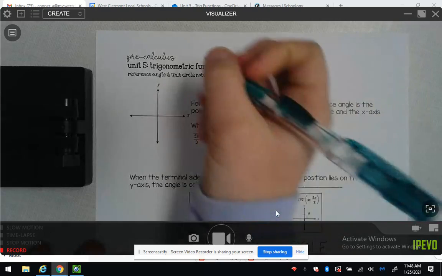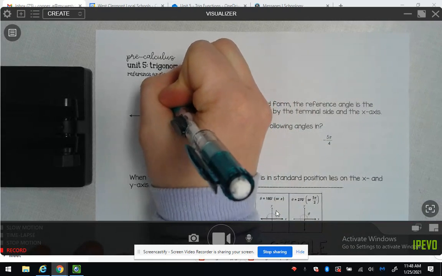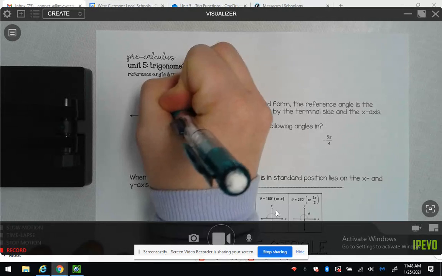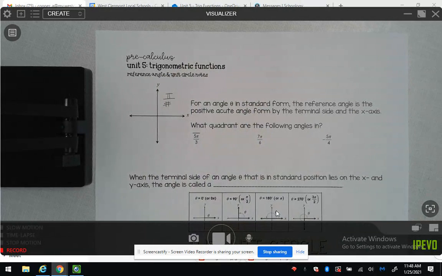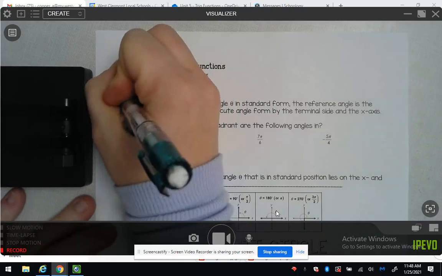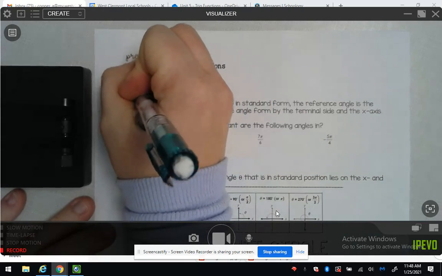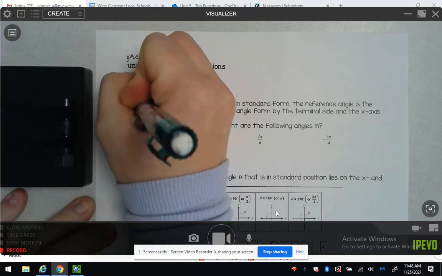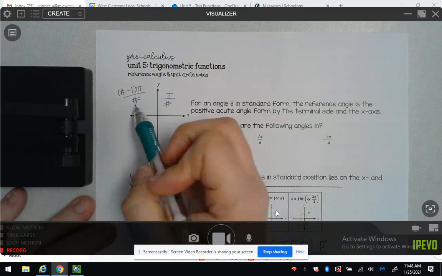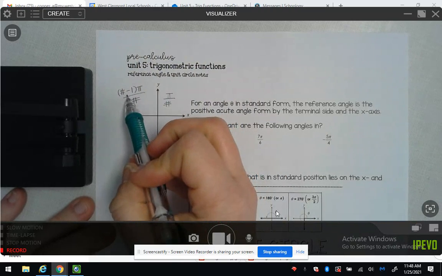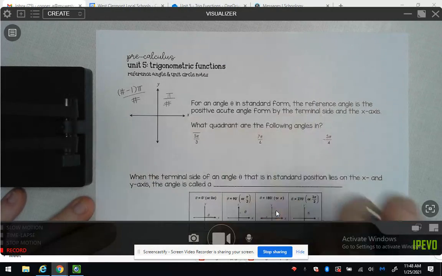Okay, in quadrant 1, it's always going to be pi over a number. You know you're in quadrant 1 if it's pi over a number. In quadrant 2, it's going to look like this: whatever your denominator is, 1 less than that times pi is going to be in quadrant 2.